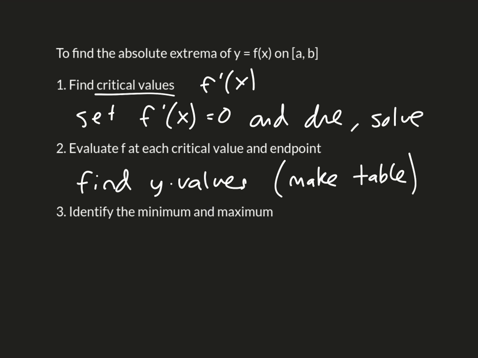You can set up a table to compare the different y values, and then pick out which one is the largest, that's your maximum. Pick out the smallest, that's your minimum. So let's try a few examples.